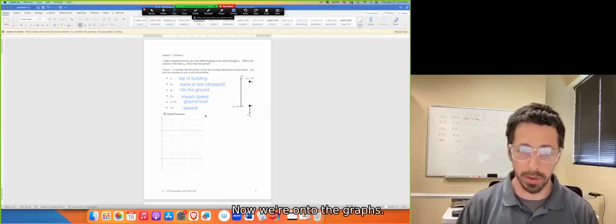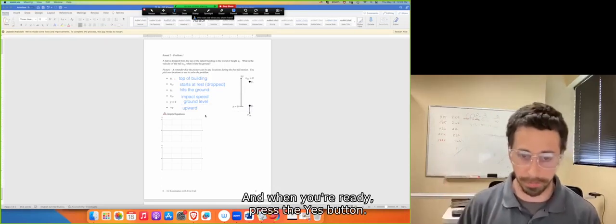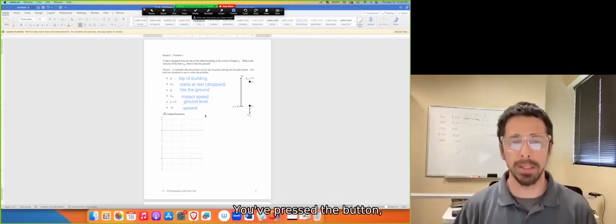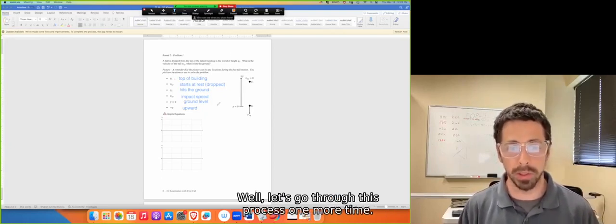All right, so this is the process, picture. Now we're on to the graphs. Give the graphs a try, and when you're ready, press the yes button. You've pressed the yes button. Hopefully you've given it a try. Let's go through this process one more time.